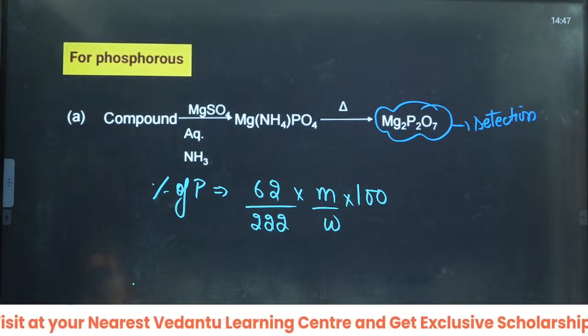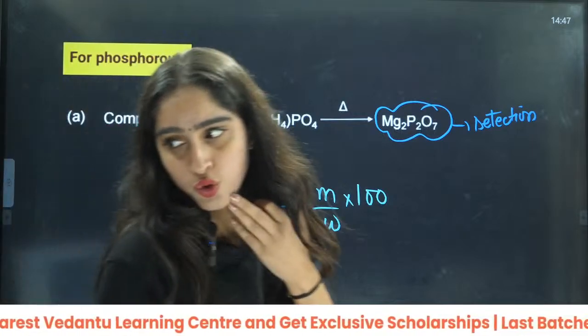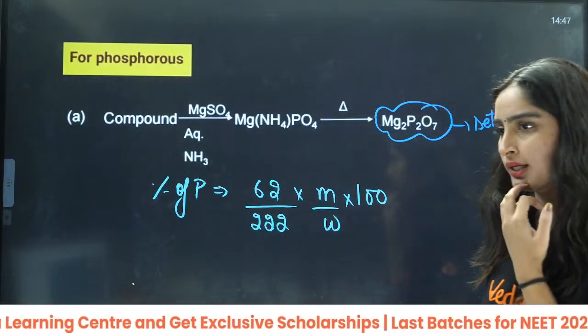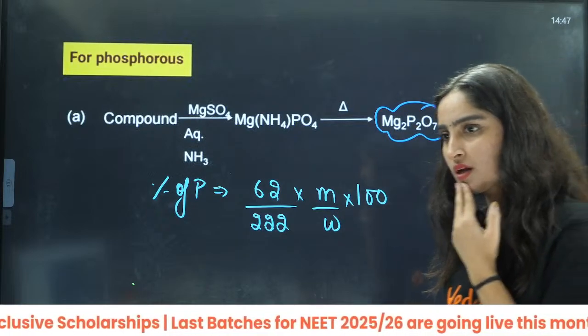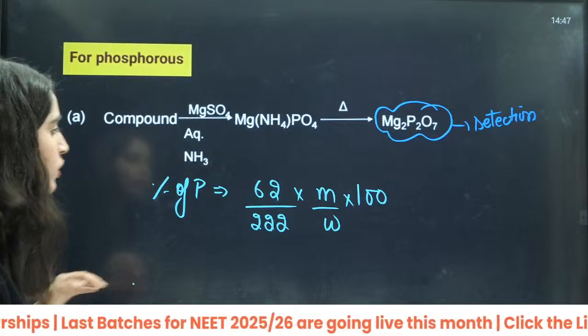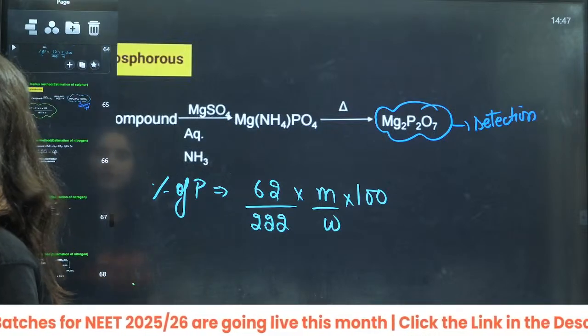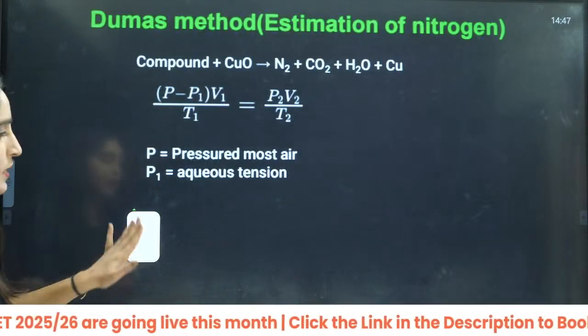Beta, it is 222 only. It is 222 only, Rathi. It is 222 only. Okay? Correct that. Okay? Chalo.